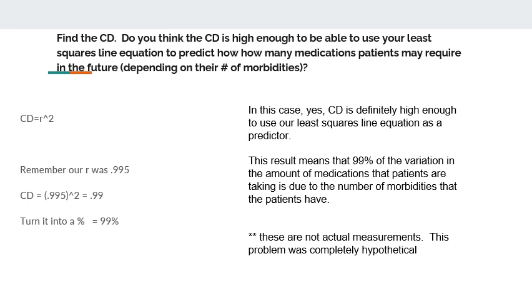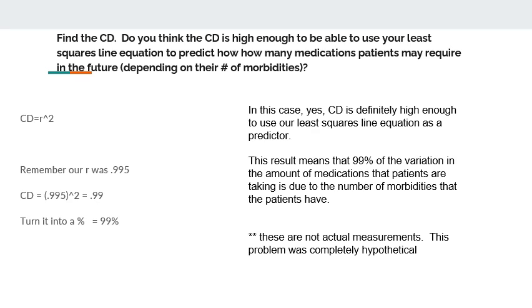Okay, so finally, your CD. Find the CD and then tell whether or not you think that the CD value, the percentage, is going to be high enough for us to be able to use the least squares line equation to predict how many medications patients may require in the future, depending on their number of morbidities.